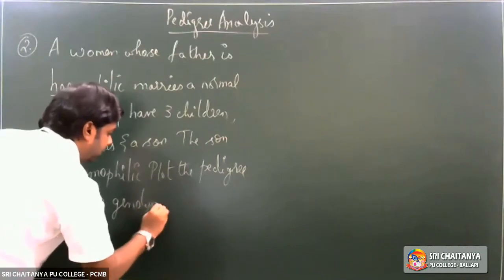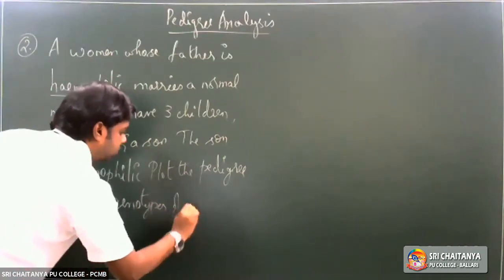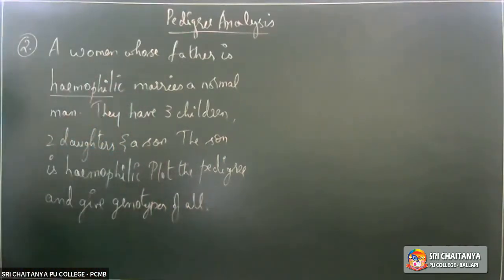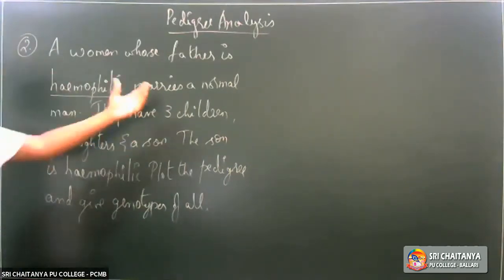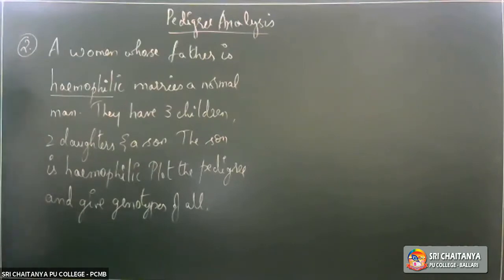And give genotypes of all. So this is the question that is being given to us, right? A woman whose father is hemophilic marries a normal man. They have 3 children, 2 daughters and a son. The son is again said to be hemophilic. So plot the pedigree and give the genotype of all.